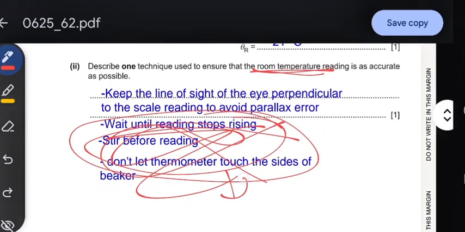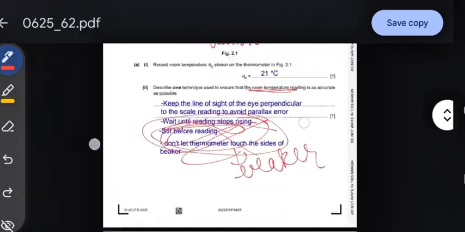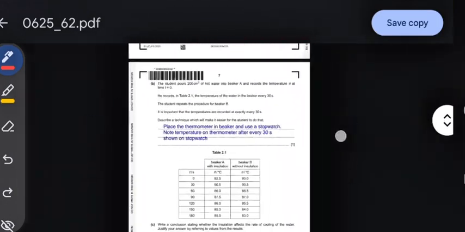This is when you have a beaker. When you're measuring it in a beaker, but this is for the room temperature, so make sure you don't write any of these. The line of sight, the parallax error will be the better option to go with.